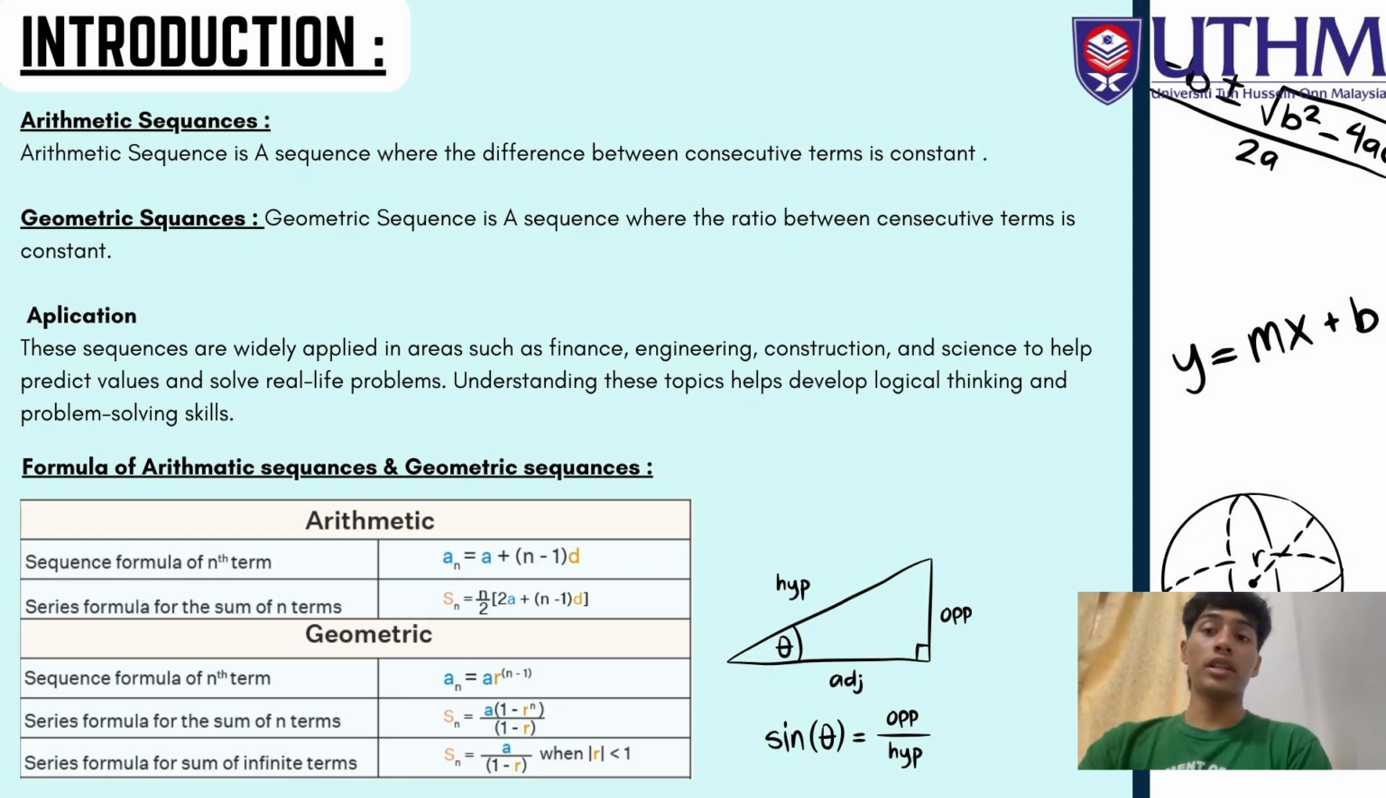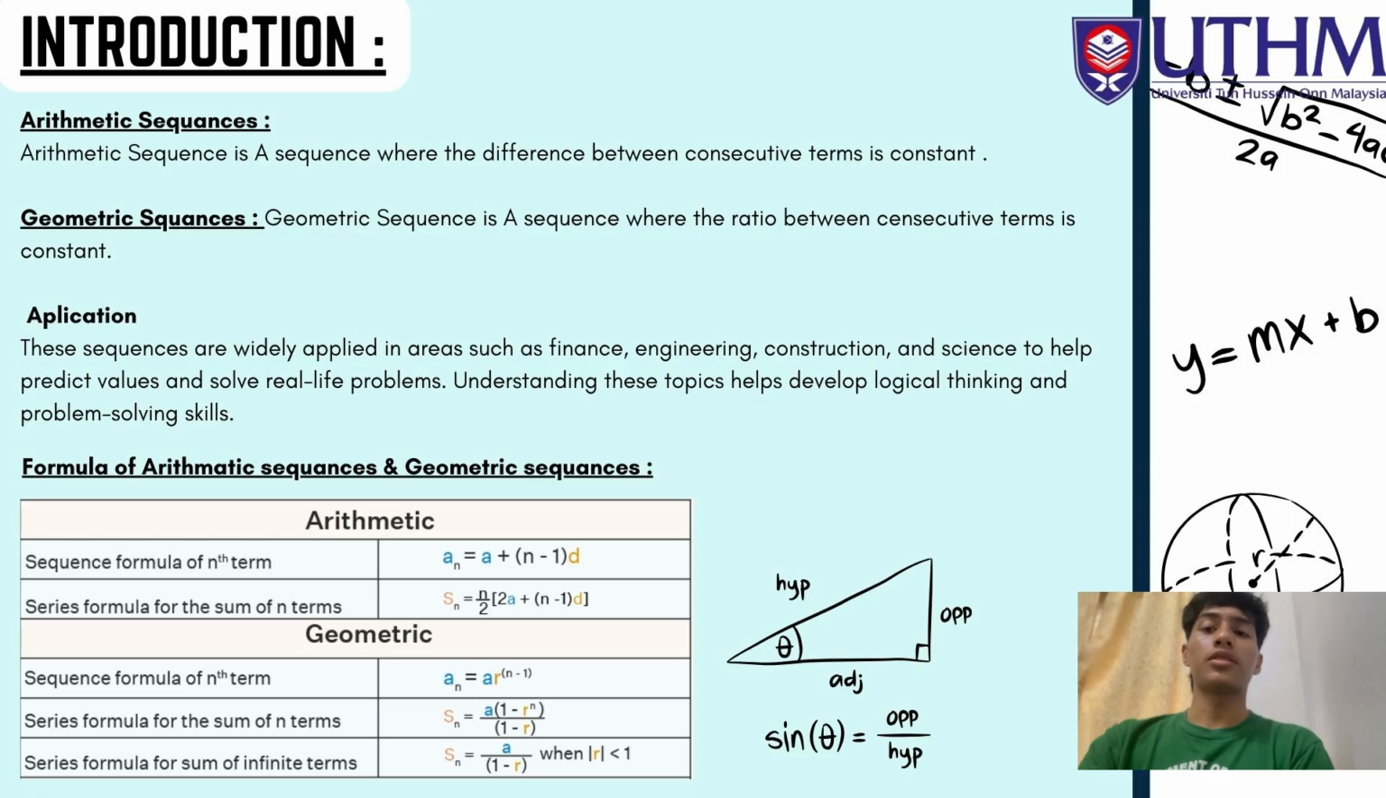Let's start with the basics in algebra. We focus on 2 types of sequences. First, arithmetic sequences. Second, geometric sequences. Arithmetic sequences are where the difference between consecutive terms is constant, d. Geometric sequences are where the ratio between consecutive terms is constant.